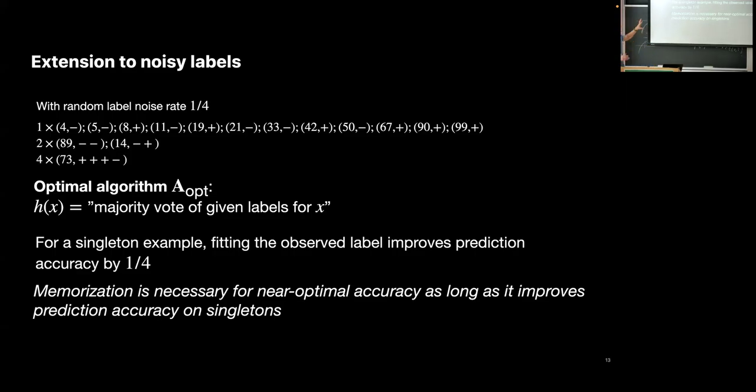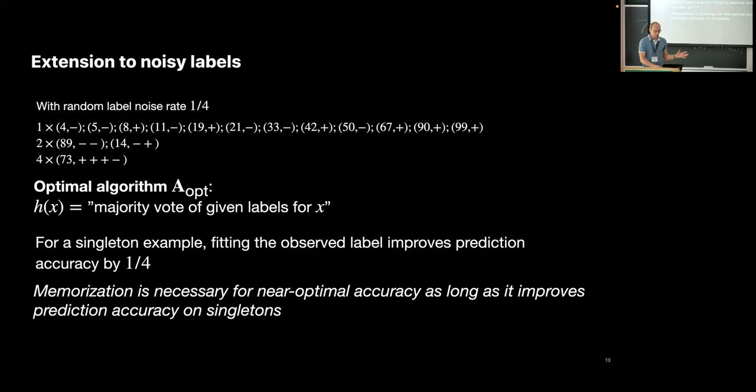And more generally, the conclusion, even from this noisy setup, is that memorization is necessary for near optimal accuracy as long as it improves prediction accuracy on singletons. So other models can be fit into this scenario. As long as this phenomenon holds, that a single example improves accuracy on some part of the distribution, then memorization will be necessary.